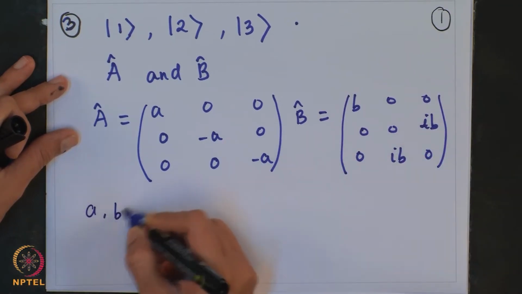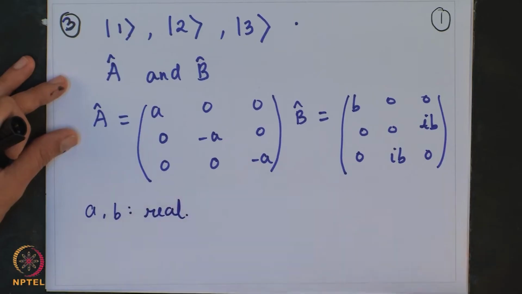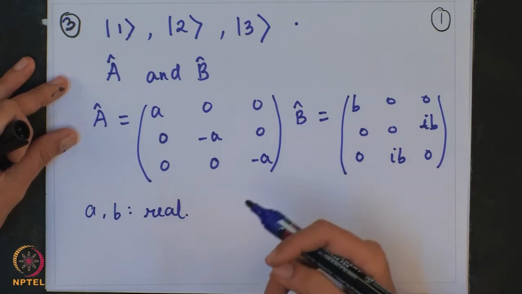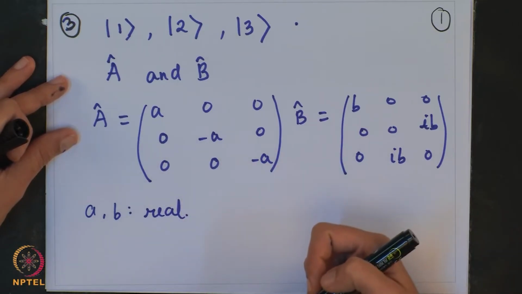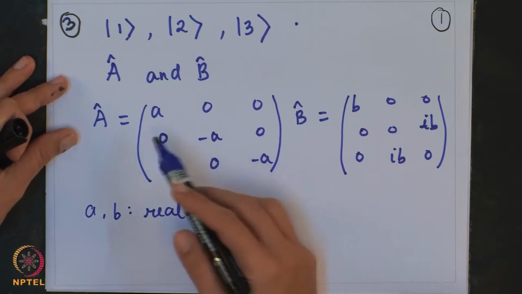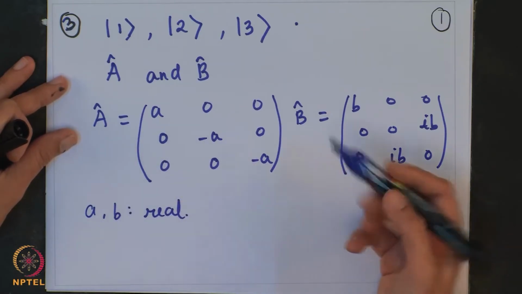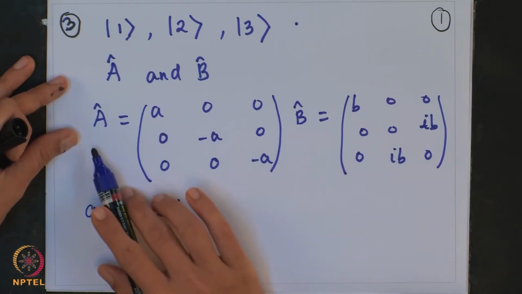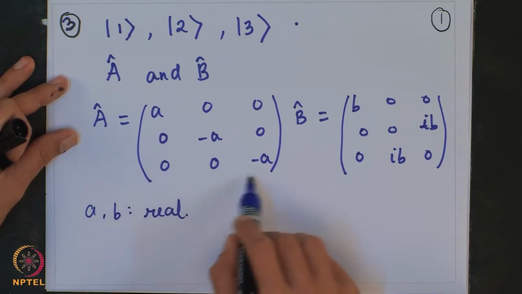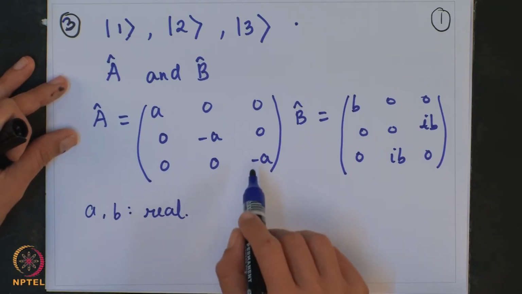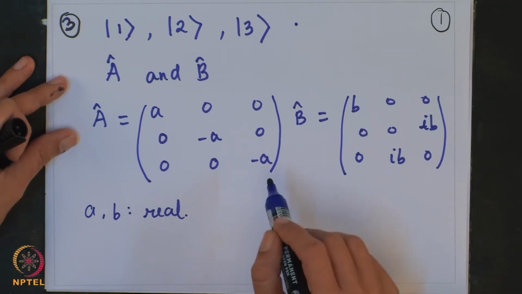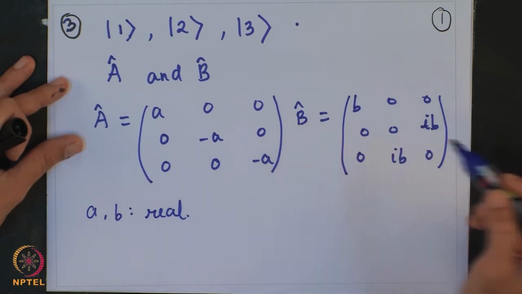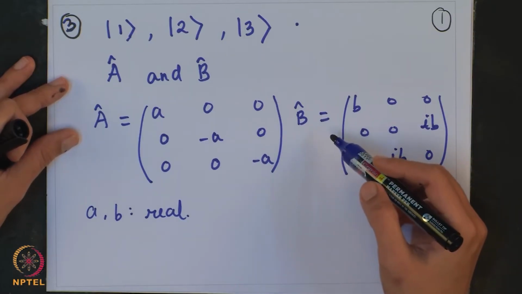A and B are real. The first operator, you need not use the eigenvalue equation, as it is a diagonal matrix. So, you can look at it and say what the eigenvalues are. The eigenvalues will be A, minus A, minus A. So, operator A is degenerate, with 2 eigenvalues as minus A. Okay. So, let us see operator B.